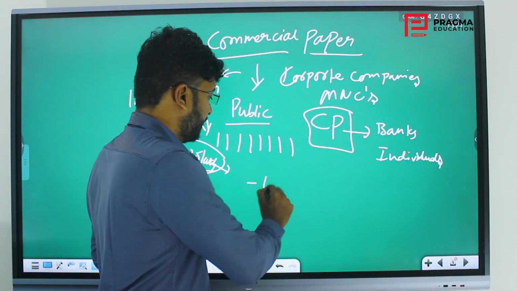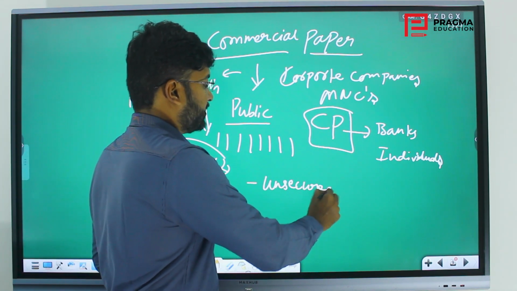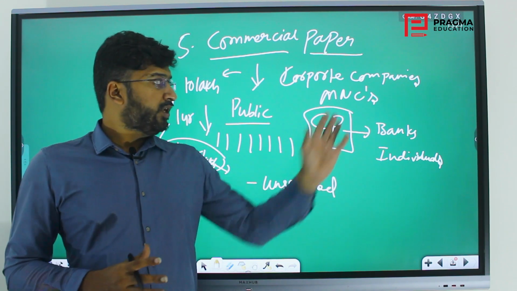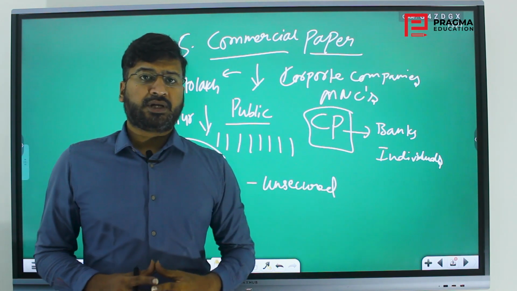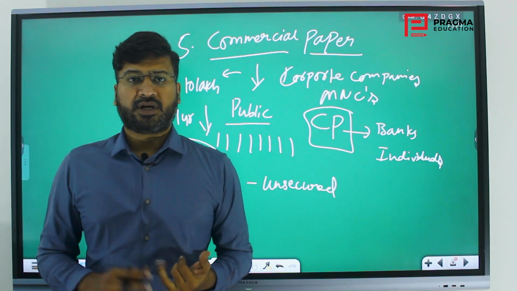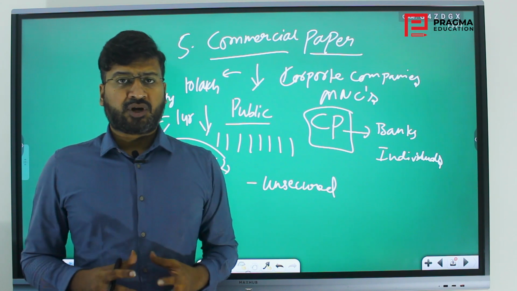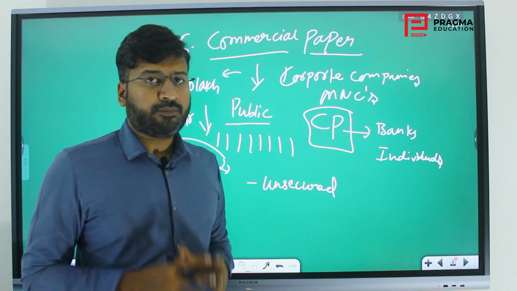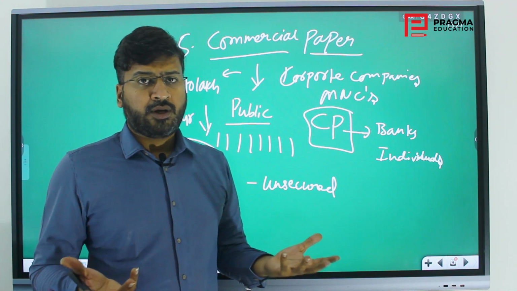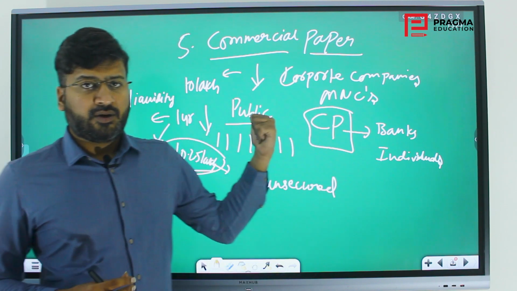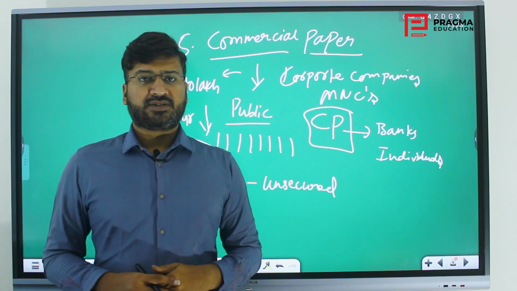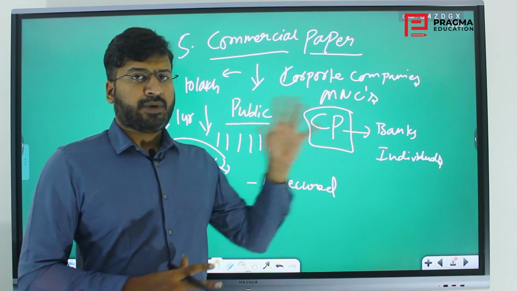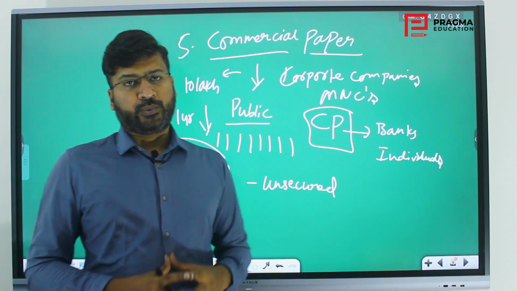It is basically unsecured because it is issued by private companies or MNCs. There is no guarantee, but only a few companies with great goodwill in the public issue commercial papers, like Tech Mahindra, Infosys, TCS. These are big corporates which also issue commercial paper to fulfill their short-term financial requirements, that is up to 1 year. This is another money market instrument which is very important. The corporate sector uses this. So these are the money market instruments that we have looked into.